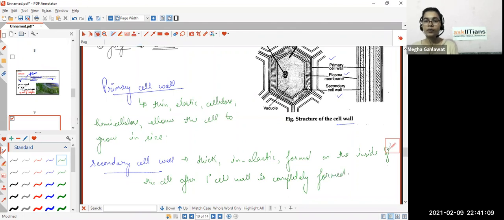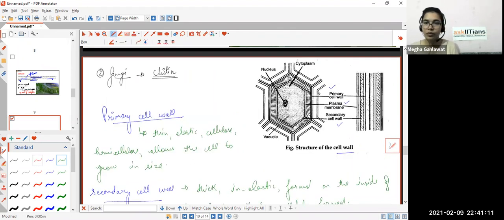Now listen to this. We have the primary cell wall, this one right here. The red line that I'm drawing in this diagram is the primary cell wall. As you can see, it is present on the outside of the cell. This is the primary cell wall again. These are the two adjacent cells, and in between the two adjacent cells we also have the middle lamella.